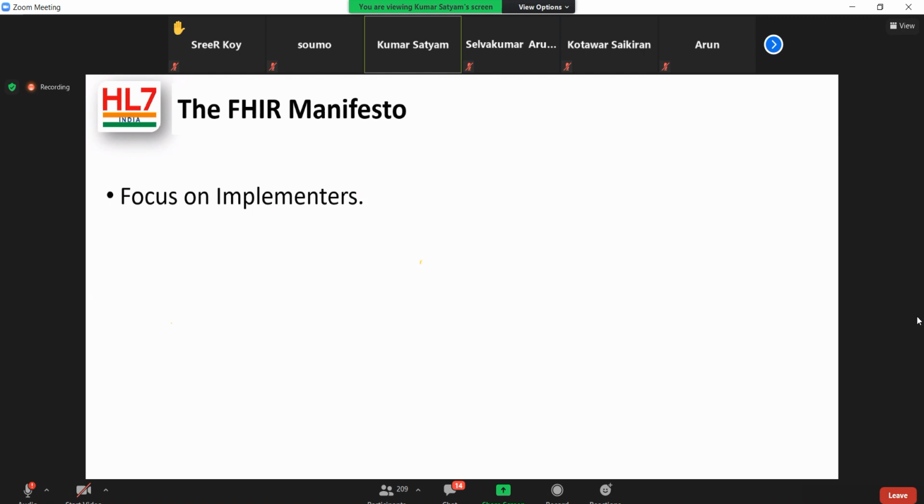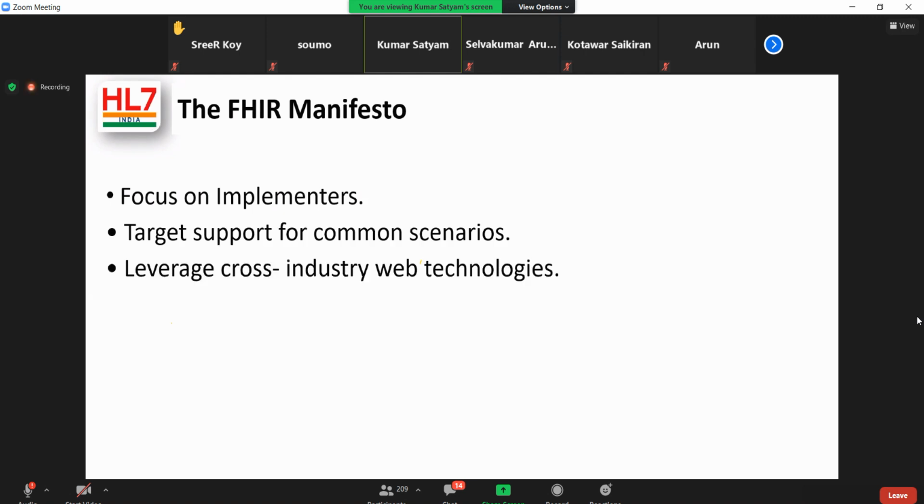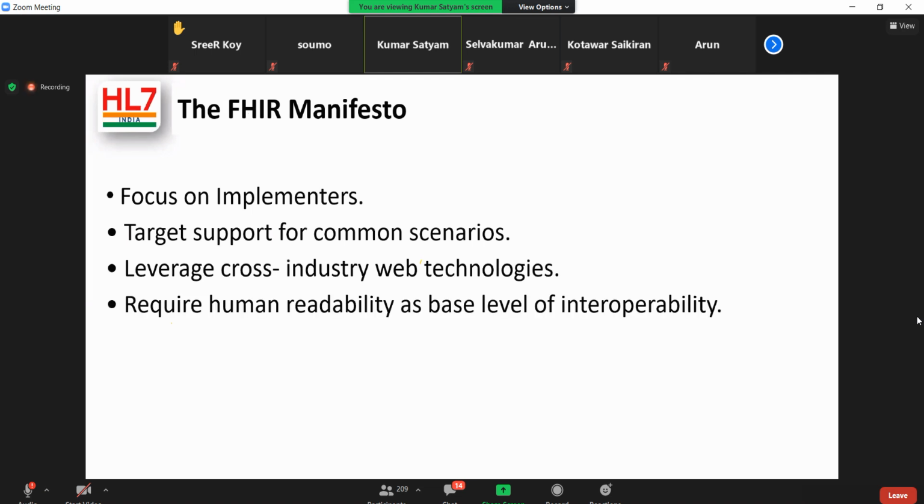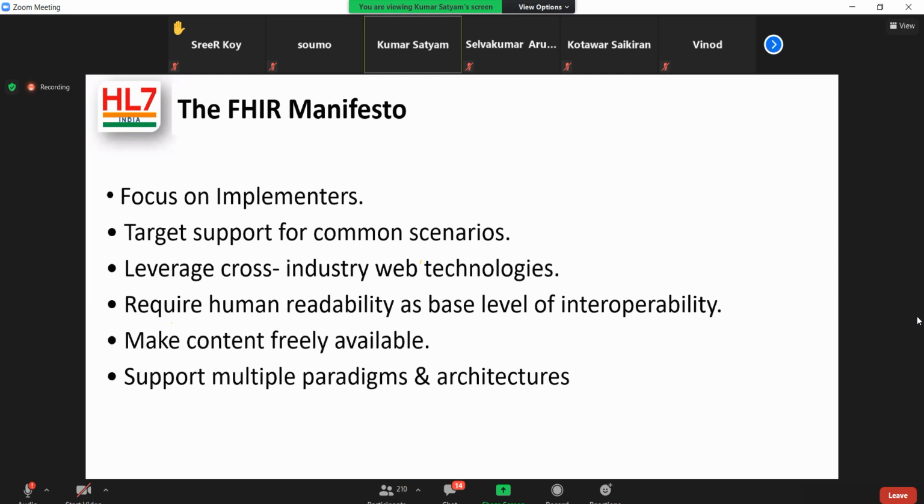So first one is focus on implementers, target support for common scenarios, leverage cross-industry web technologies. Human readability is one of the core components, right? So any FHIR resource that you take, you should be able to read it manually by hand. So that is one of the core components of the FHIR spec. Make content freely available, support multiple paradigms. Okay, so we'll take one by one all of these and see what it means, right?